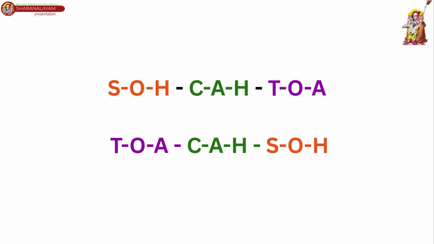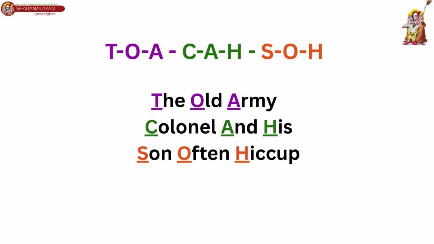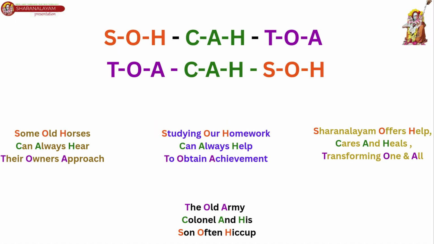Now, you can also change the order. Instead of sin first, you can have tan first, like tan cos sin. For this, I'll give an example. The old army colonel and his son often hiccup. So, TOA, CAH, SOH. So, tan theta is equal to opposite side by adjacent side. Cos theta is equal to adjacent side by hypotenuse. Sin theta is equal to opposite side by hypotenuse. So, these are just examples. You can create your own sentence, okay?